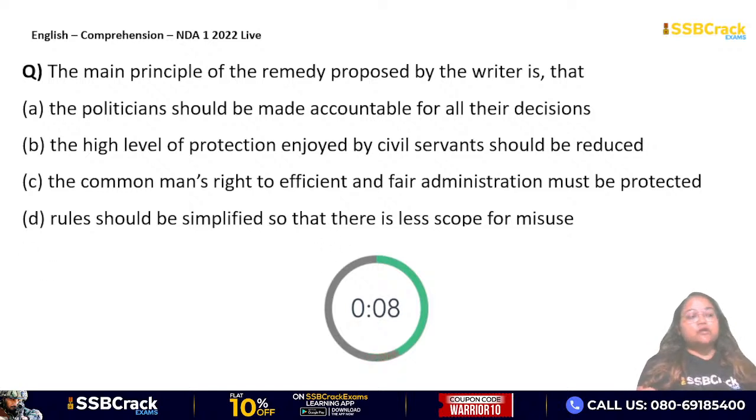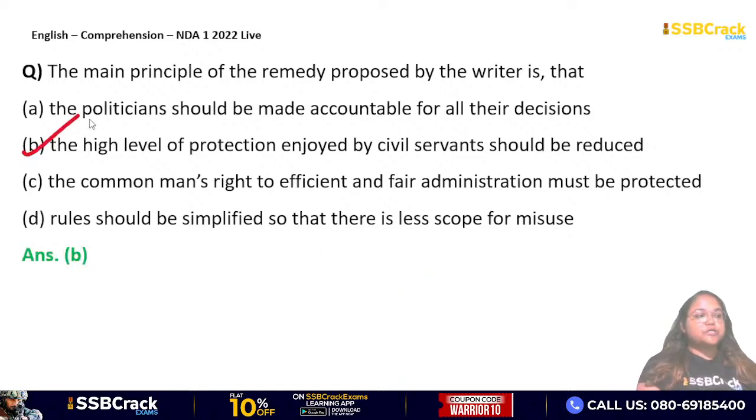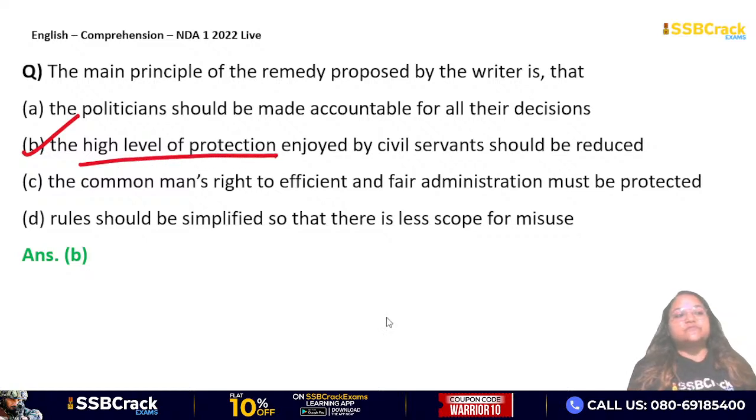What is the main principle of remedy? Just now we have gone through that sentence. It should be option B. The overprotection, the high level of protection that is given to the civil servants must end. Right? So option B will be your correct answer.